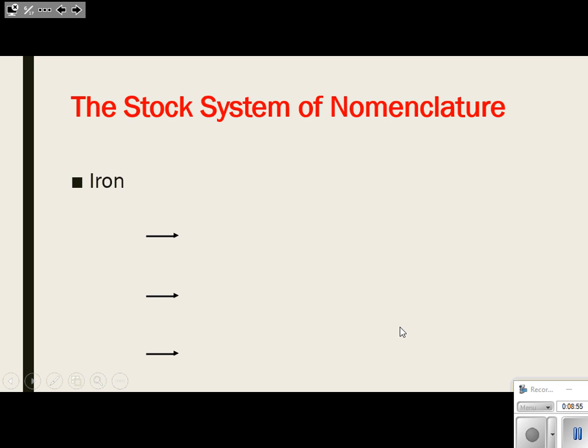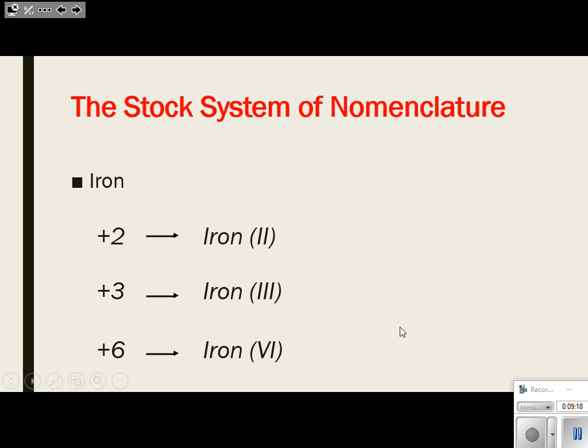We talked about iron here. Iron 2+ would need Roman numeral 2 after the iron. Iron 3+, we would have Roman numeral 3 after the iron. Iron 6+, we would have Roman numeral 6, a VI, which signifies Roman numeral number 6. So if it is multivalent, we need Roman numerals.